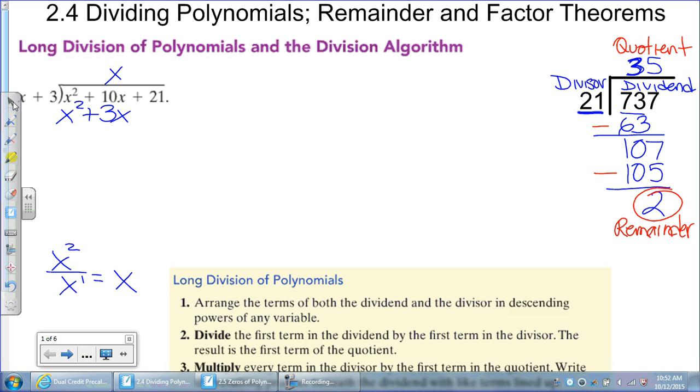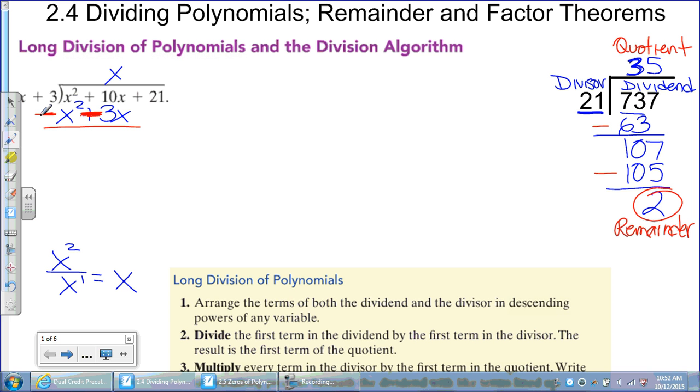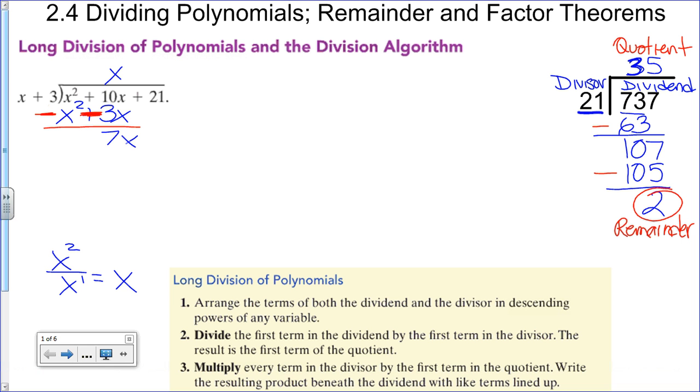The next step here is to subtract, right? And so this turns into negative, and this will also turn into negative. 10x minus 3x is 7x, and x squared minus x squared is just 0, or we may say they cancel. Now here it's important to remember that you have positive 10 and negative 3, so therefore this term will be positive 7x. After that, you drop the next term, which is 21.